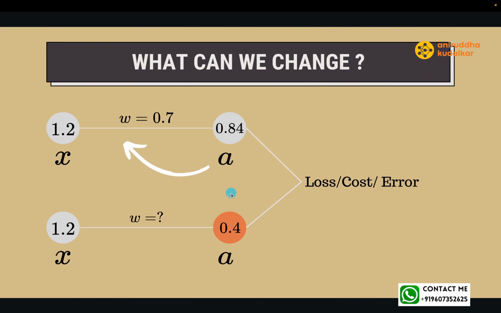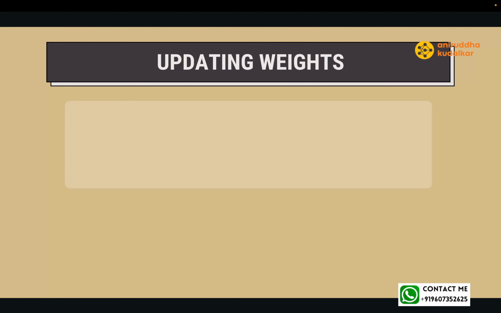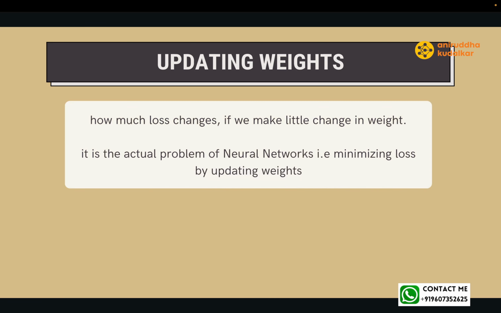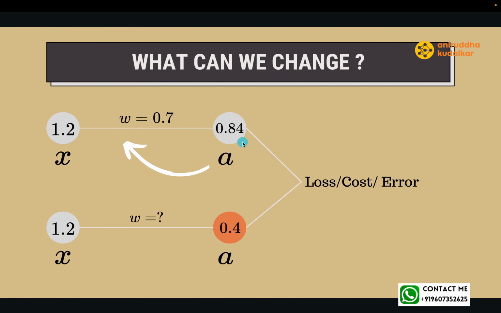If you want to calculate the difference between predicted and actual, you need one of the mathematical functions. There are a lot of them: MSE, mean squared error, root mean squared error, and other things are also there. Let's not talk about that. Let's keep it simple. Now, by considering this cost function, you need to update the weight. So first you need to calculate the loss, and according to the loss, you need to update this weight.